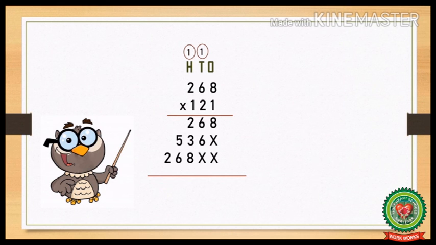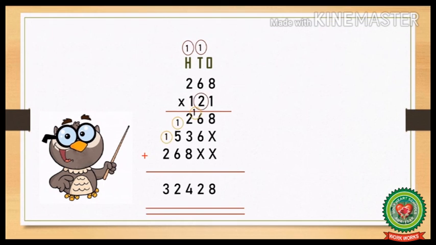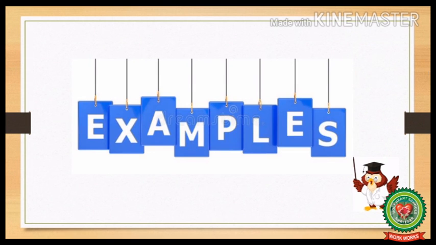Now we will draw a line just below it. After drawing the line, we will put a plus sign at the left side since we have to add all the products. So when we add all the products, we get the answer 32,428. Now kids, let us solve some more examples so that the concept is clear to you.